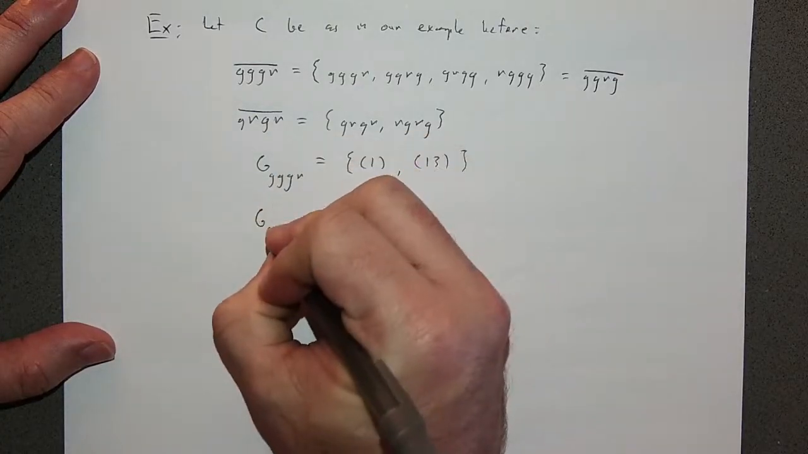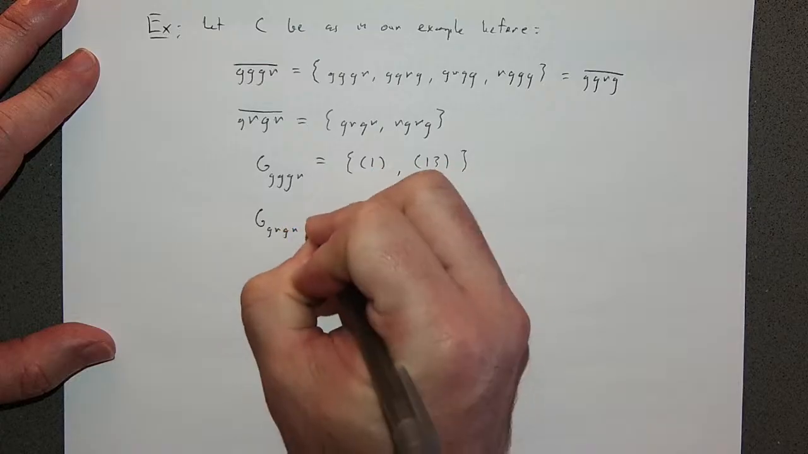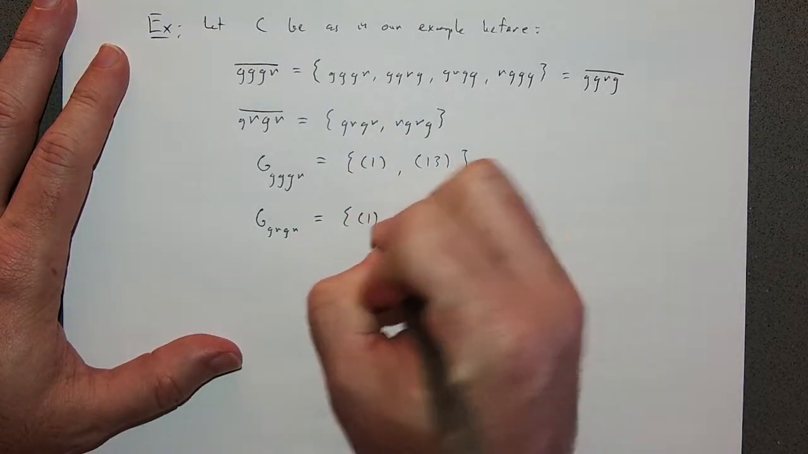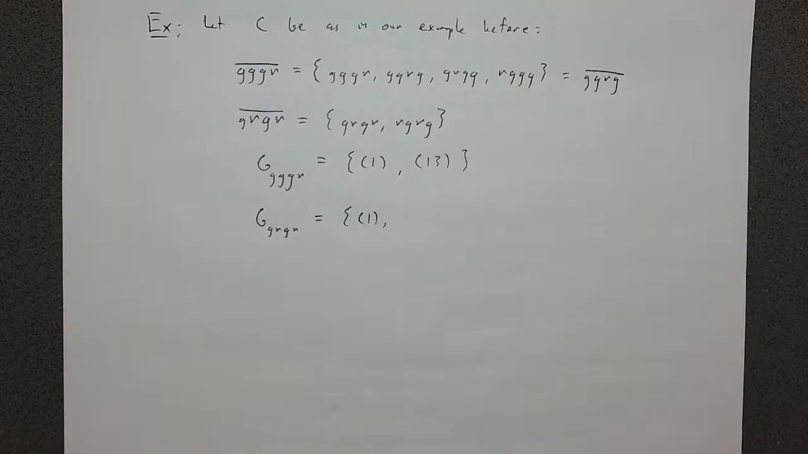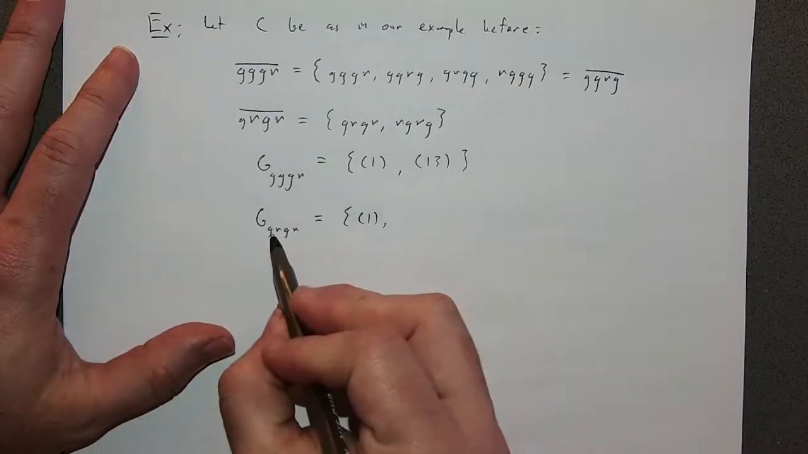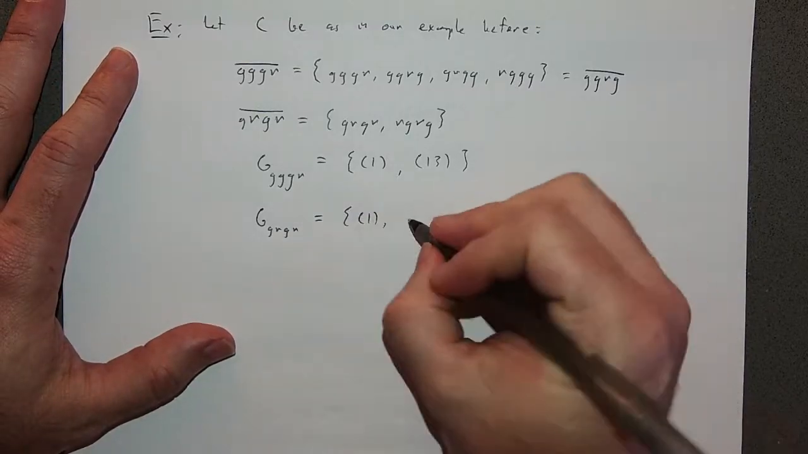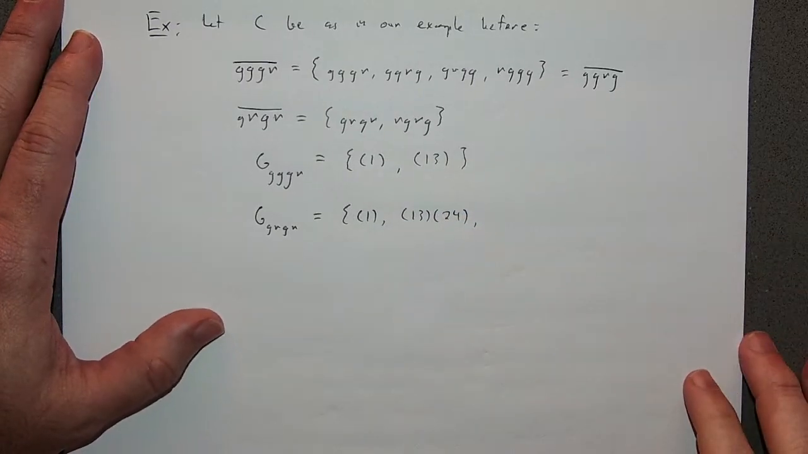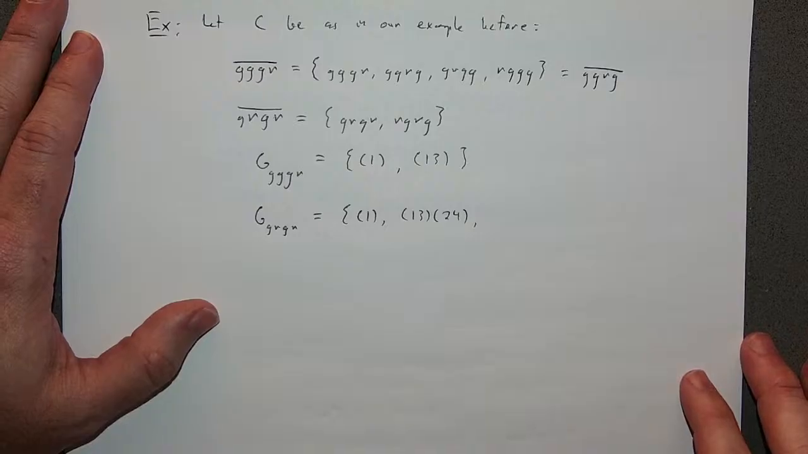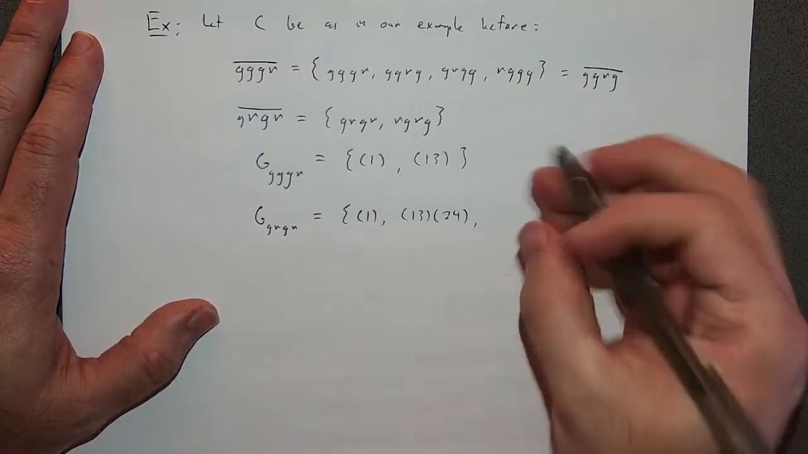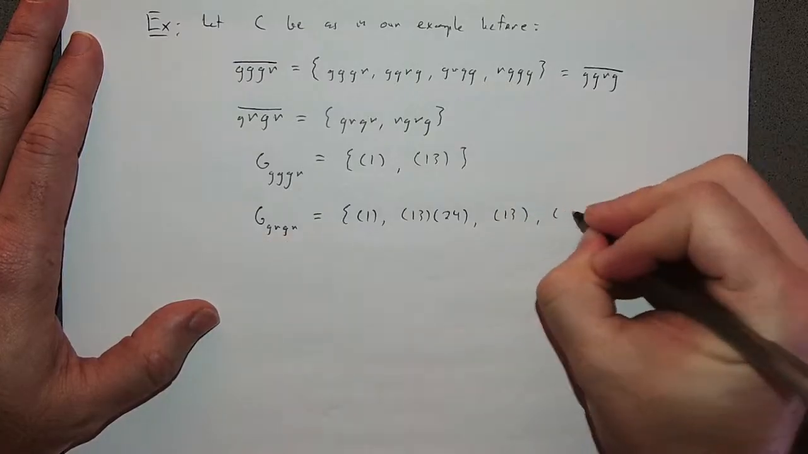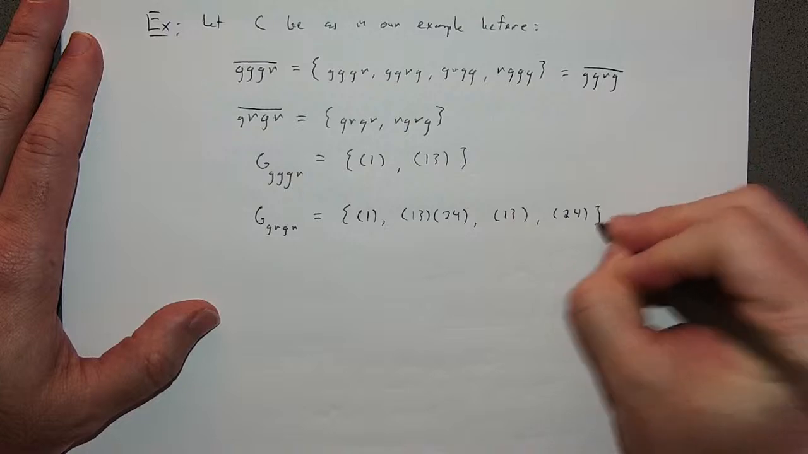What about the stabilizer of GR? What is that? So again, the identity permutation fixes it. What else? Of course, I can swap the G's and swap the R's. That's not going to change anything. So that would be 1, 3, 2, 4. I could just swap the G's. I could just swap the R's. And that's it.